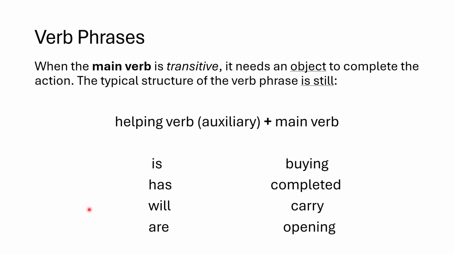When the main verb is transitive, it needs an object to complete the action. The typical structure of the verb phrase is still helping verb or auxiliary verb plus main verb. Is buying, has completed, will carry, are opening.